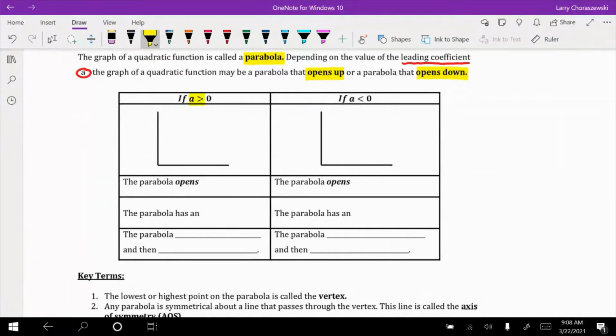So if a is positive, that is if a is greater than 0, we're going to have a U-shaped curve that opens up. And I'll give you a little sketch representing a U-shaped curve pointing up. If the value of a is negative, we're going to have a U-shaped curve or parabola that opens down.